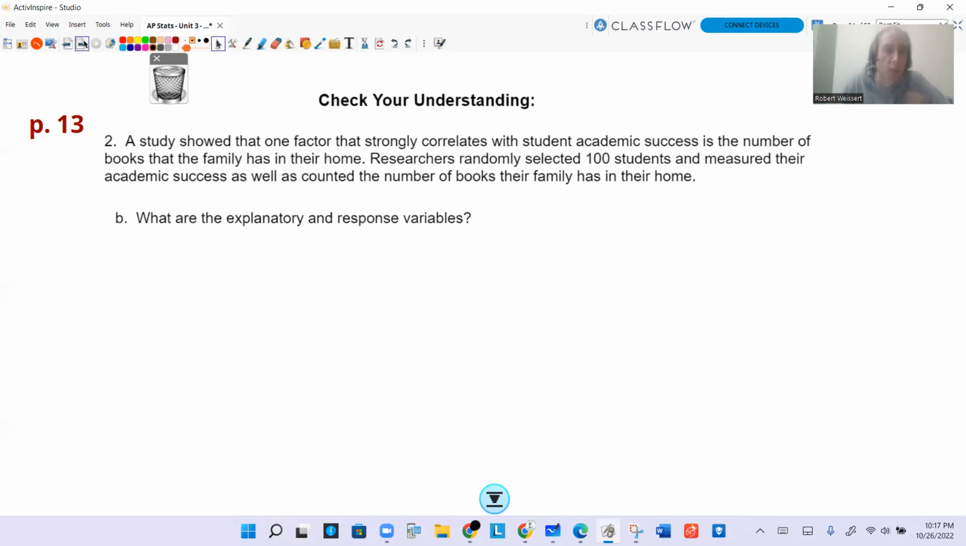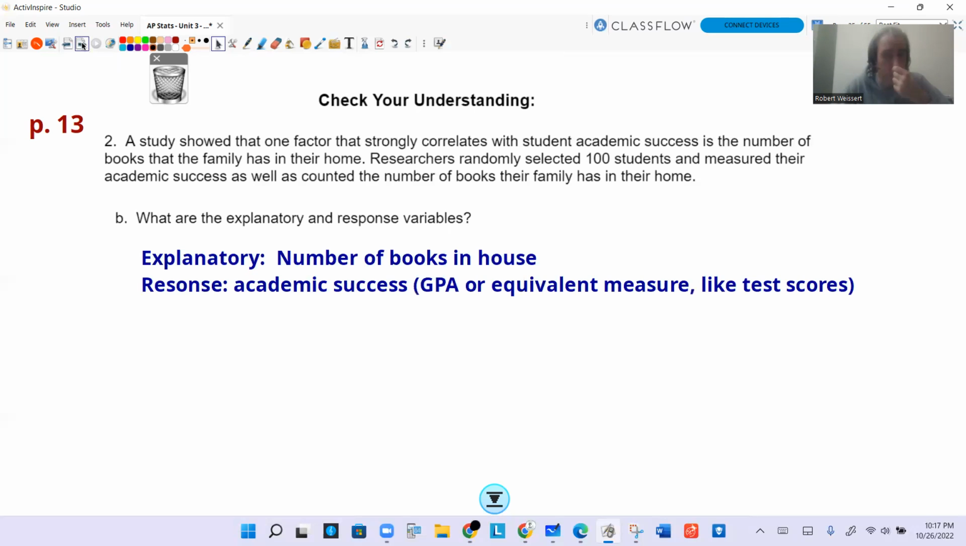For instance, the explanatory and response variables, the explanatory being how many books they have versus the response, academic success. And usually it's something you want to measure. So GPA, SAT, ACT, something to show academic success. But this was not an experiment. So there's not a whole lot of cause and effect here, right?